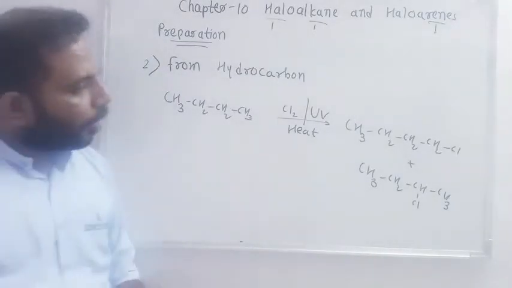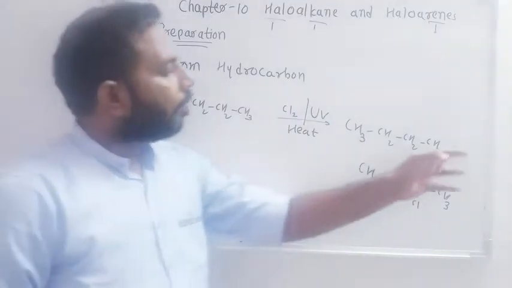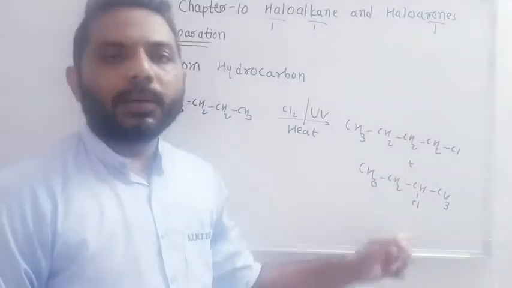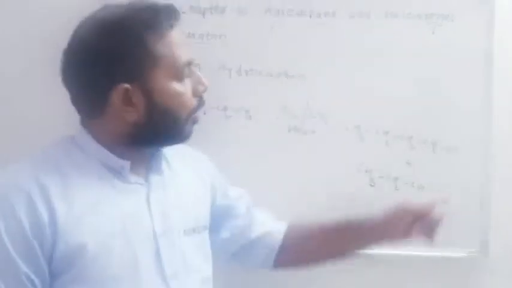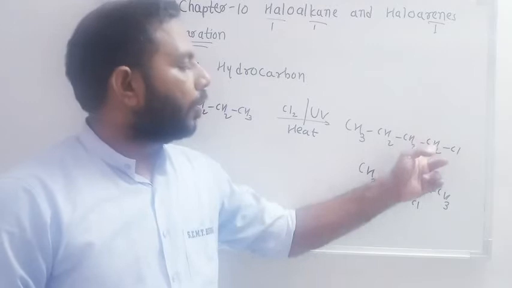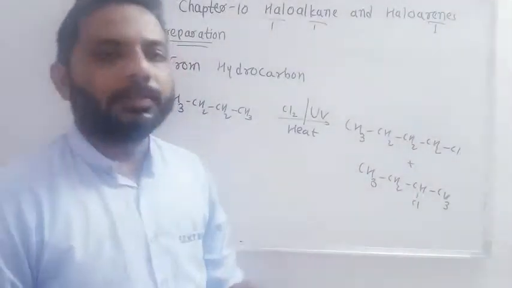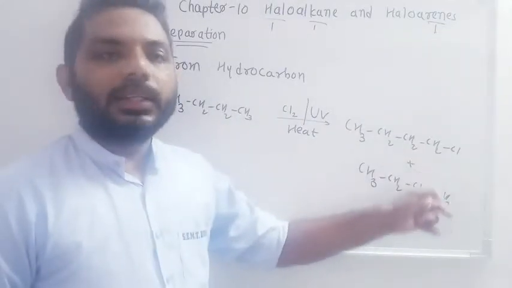But the problem over here is that the products are different. We are getting many products like 1-chlorobutane and 2-chlorobutane, and it is not easy to separate these products because they have the same properties. So it becomes difficult to separate 1-chlorobutane and 2-chlorobutane. So one of the drawbacks over here is that we cannot separate these products easily.